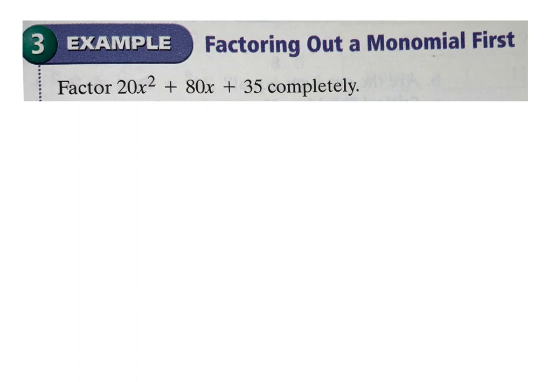And so I'm going to look at my 20, my 80, and my 35 first to see, is there anything I can take out? And is there something that goes into all three of those? Actually, first. So I'm going to take the 5 out. And I'm actually doing this because I know I'm going to have to continue factoring. 20 divided by 5 is 4x squared. 80 divided by 5 is 16x. And 35 divided by 5 is 7.